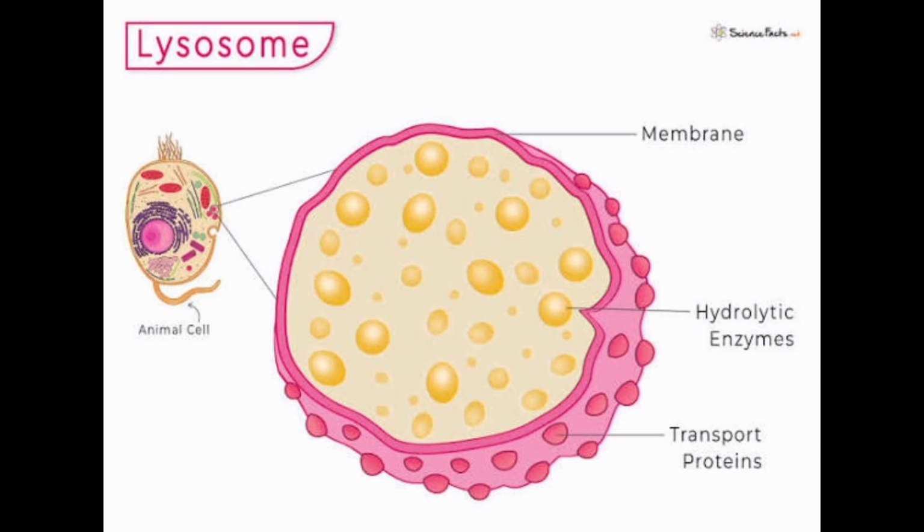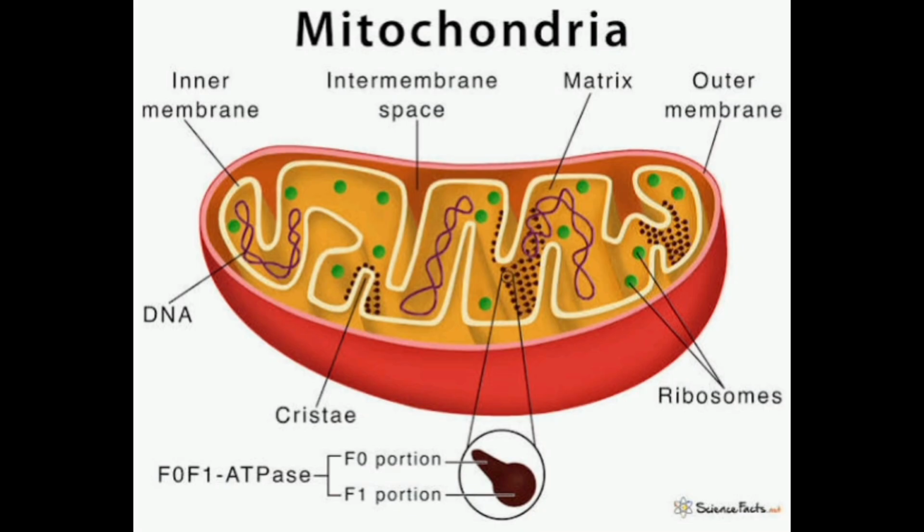They are able to digest even powerful materials using their digestive enzymes. So during a disturbance in the cellular metabolic activities, they might damage their own cell, and they might burst out, releasing their enzymes and digesting their own cell. So they are also called suicidal bags. So now moving on with mitochondria.